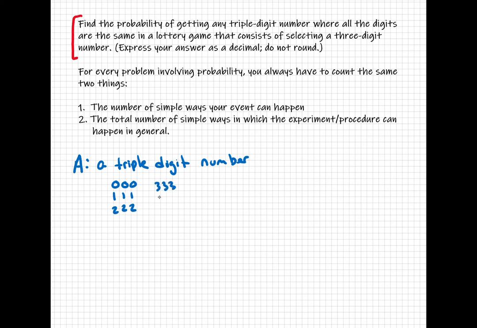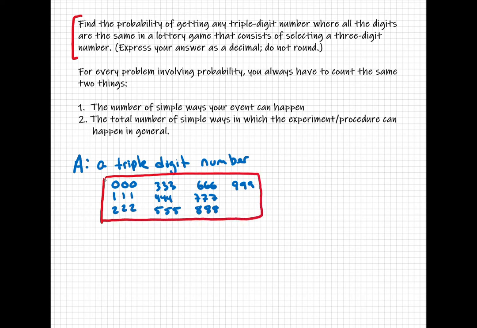3, 3, 3, 4s, 5s, 6s, 7s, 8s, or 9s. All right, so that's the first thing we need. This is the first number we need, the number of ways our event can happen. And that's 10 ways. And then, so we've done that.